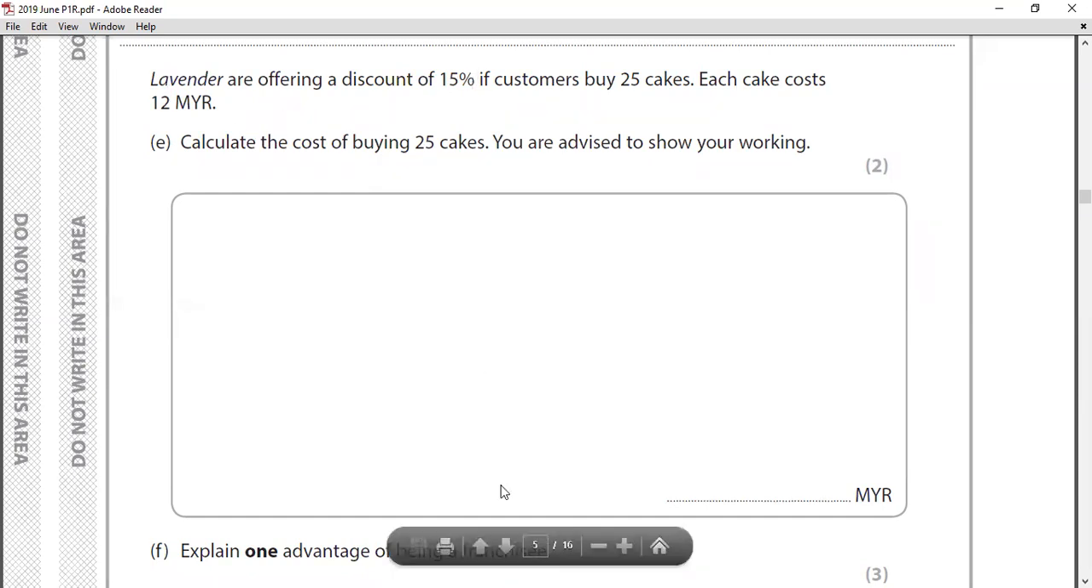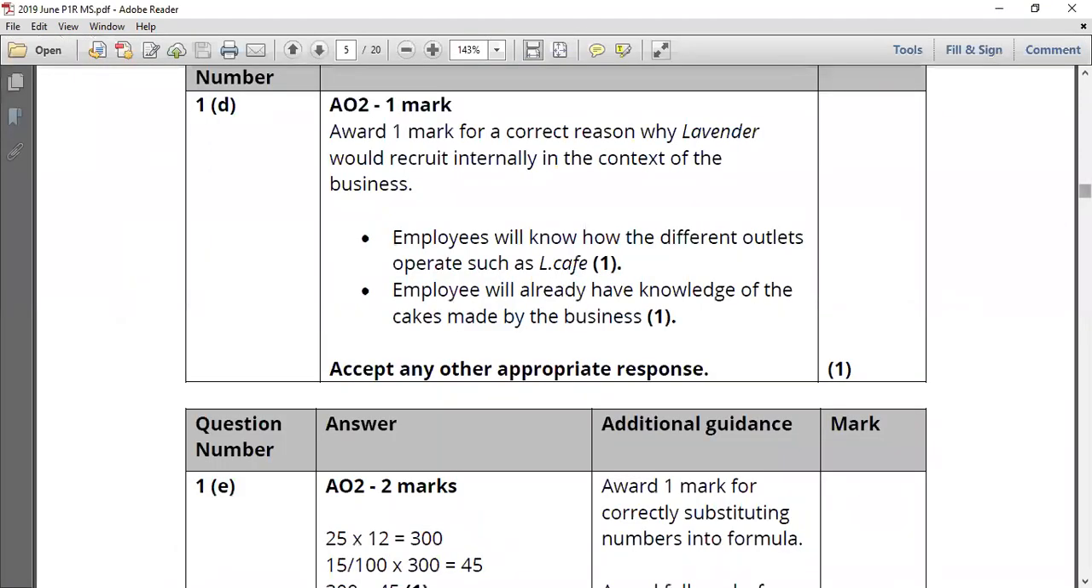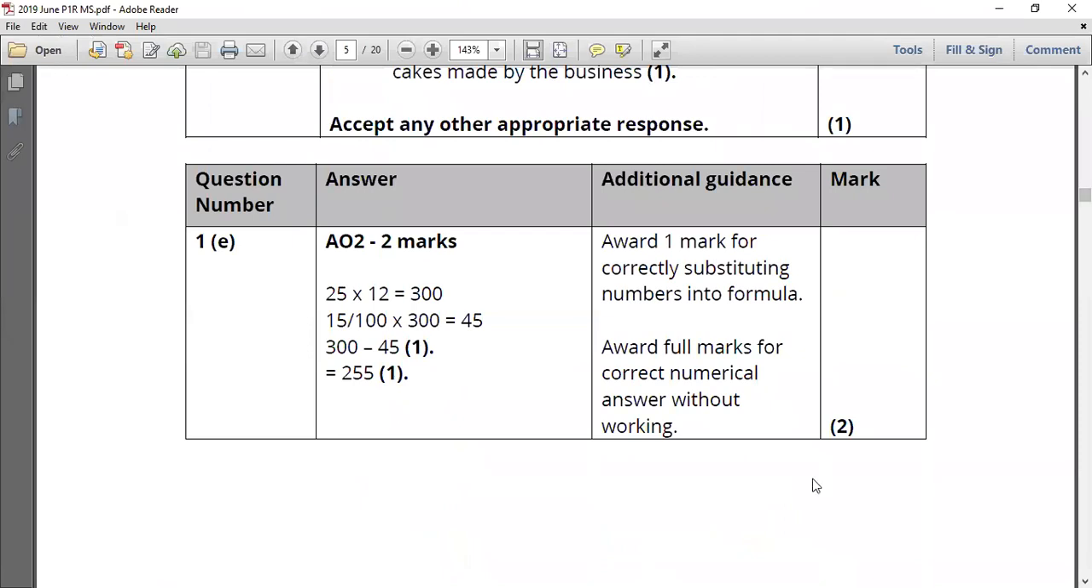I'll show you the marking scheme. This says total cost calculation minus 15%. Total cost for the cakes is 300. Yes, correct answers are coming from students. Very good. 12 multiplied by 25 is 300, and then give the discount of 15%, that's 45. So 300 minus 45 is 255. 255 is the correct answer. Full marks for the correct numerical answer, even if you give the answer without working. Okay, thank you. The students actually gave correct answers. Okay, let's go to the next question.